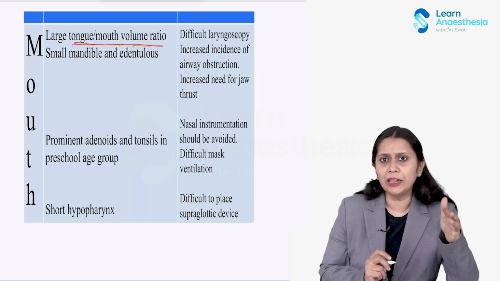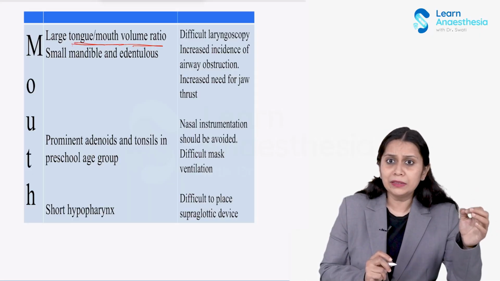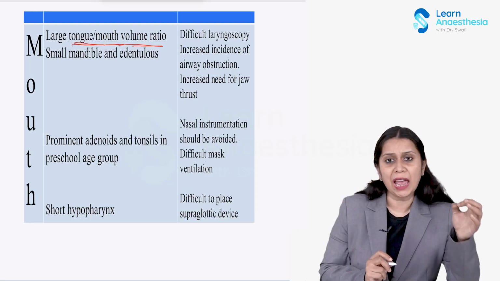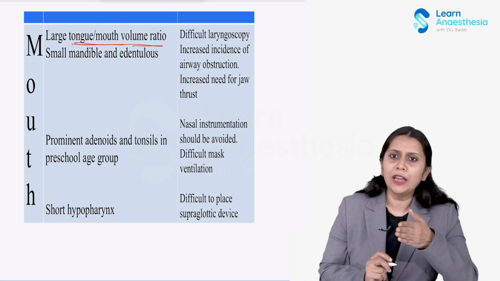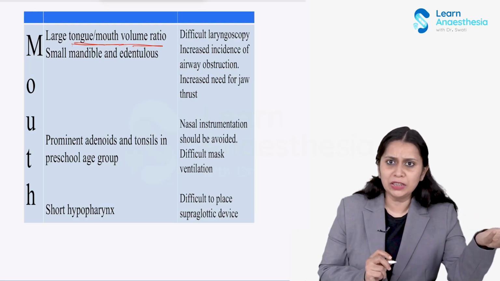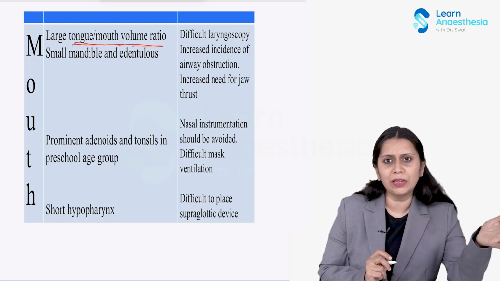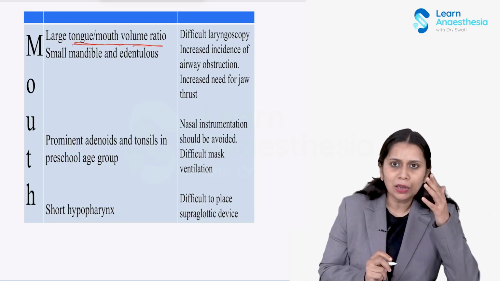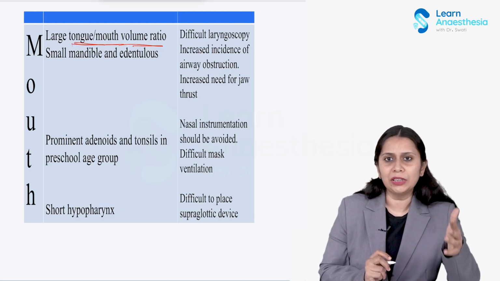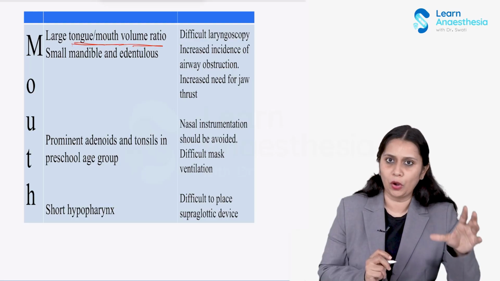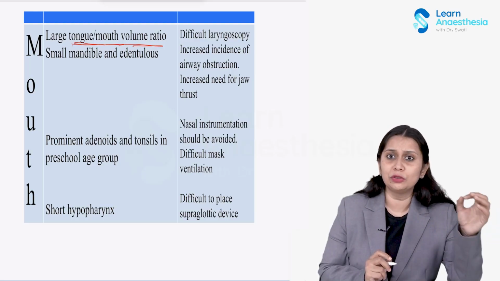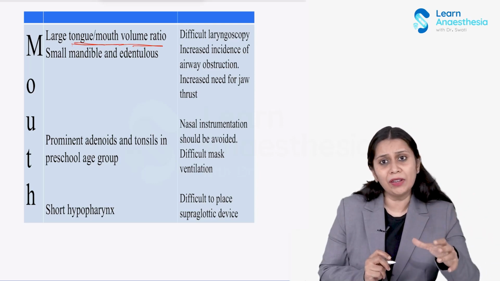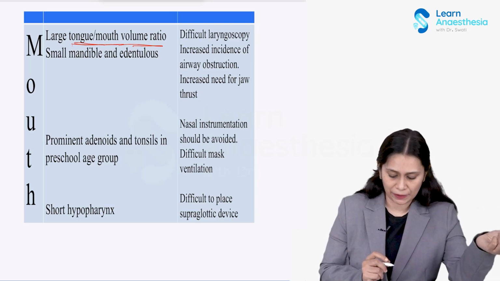This large tongue and mouth ratio makes the mask ventilation and laryngoscopy both difficult. In laryngoscopy, we have to push the tongue away. The two things we have to do in laryngoscopy: we have to push the tongue away, and we have to, let's say, lift the structure which is hiding the glottic opening. Since they have a large tongue, it is very difficult to push it away. So laryngoscopy is difficult. Since they have a large tongue, ventilation can also sometimes become difficult.